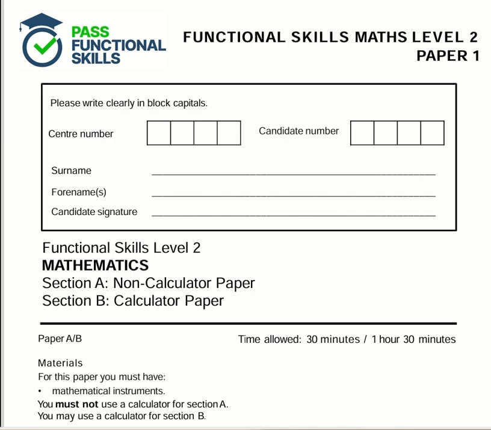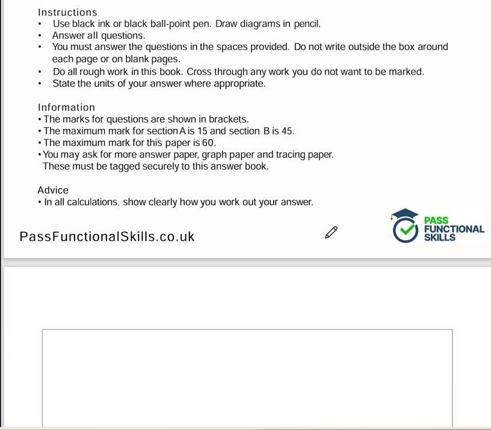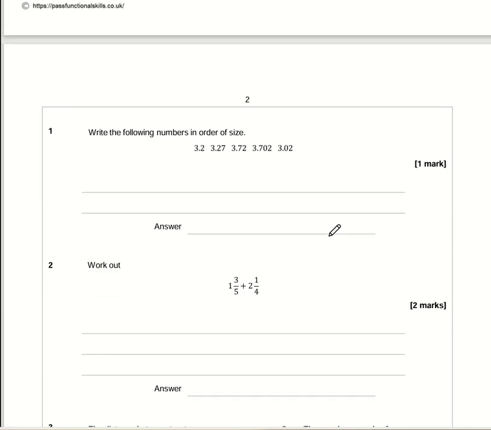Here are the video solutions for Functional Skills Maths Level 2, Practice Paper 1. This is Section A, the non-calculator part. Let's take a look at question number 1.